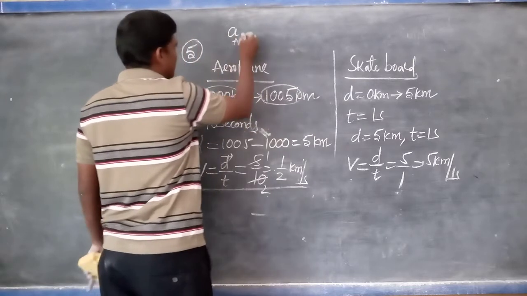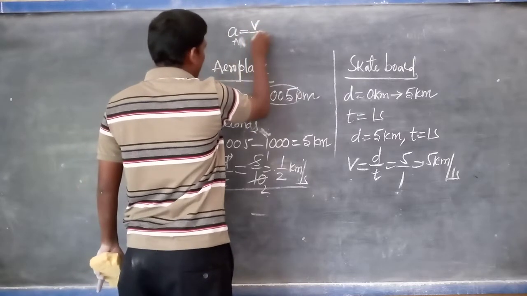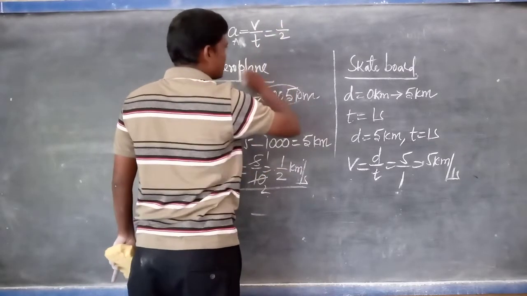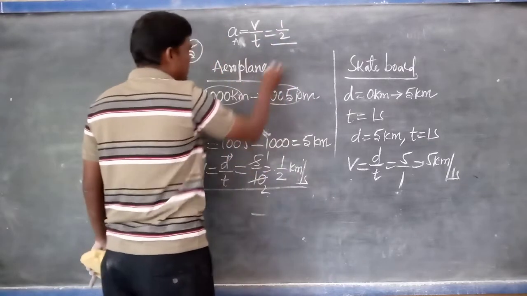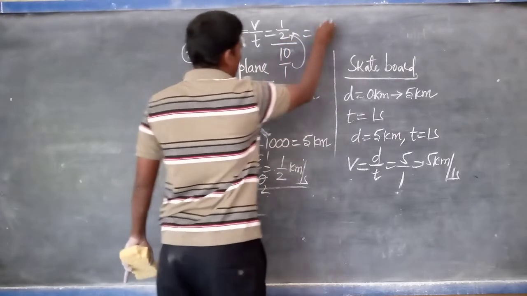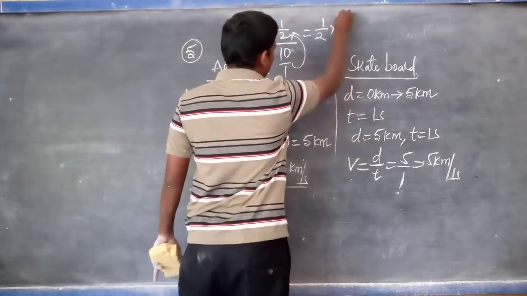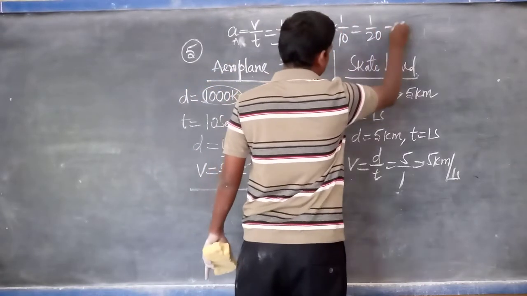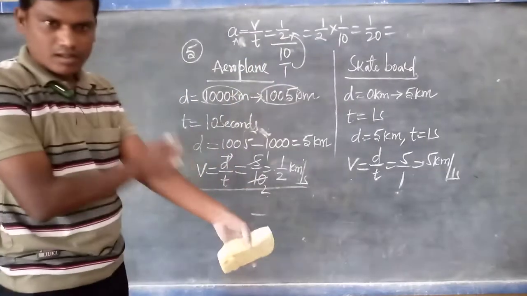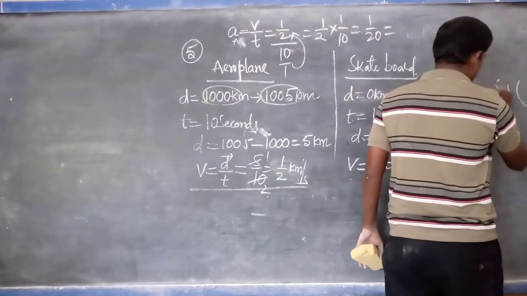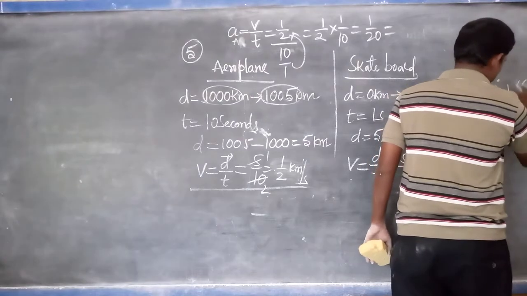So a, as we have mentioned, is equal to velocity upon time. What is the velocity? 1 by 2 upon time. What is the time? 10. That's why 1 upon 2 into 1 by 10 is equal to 1 by 20, which is 0.05.